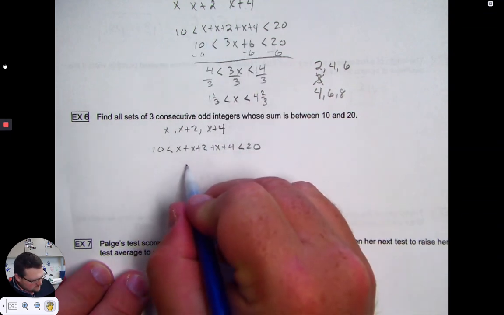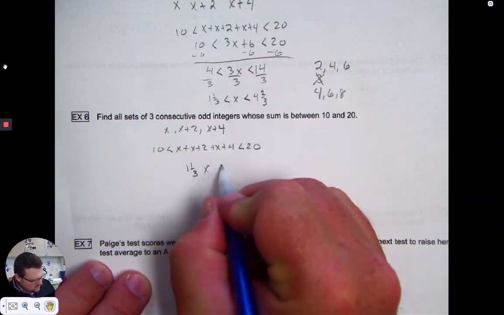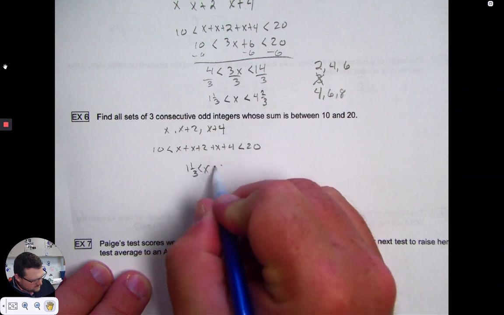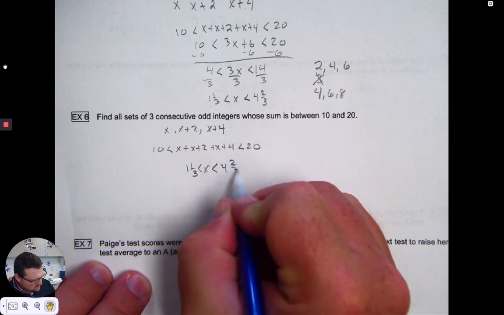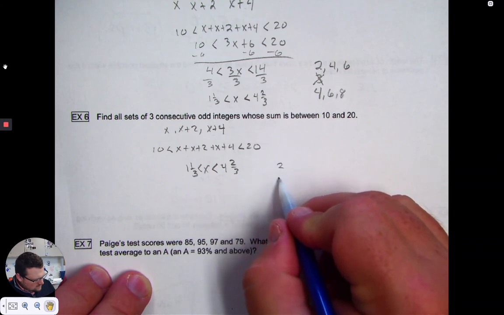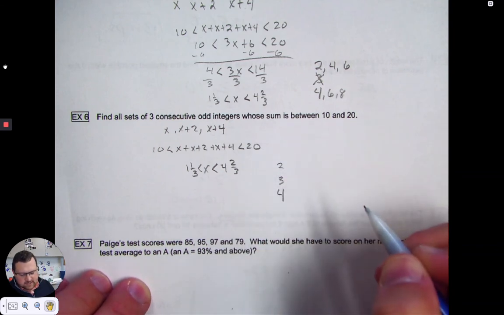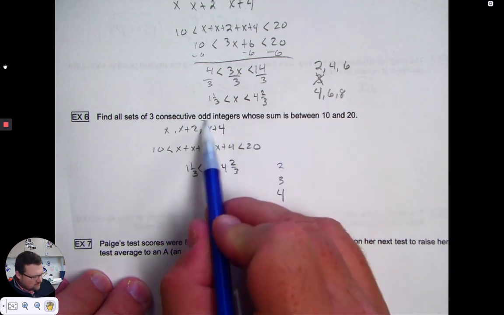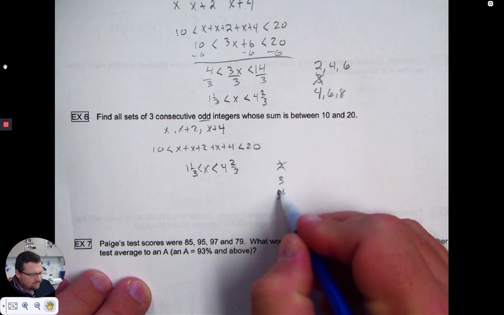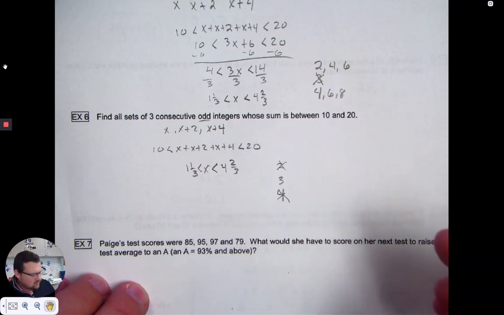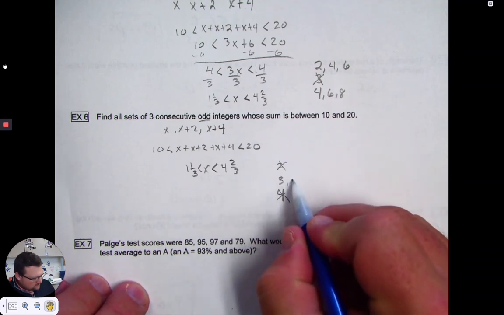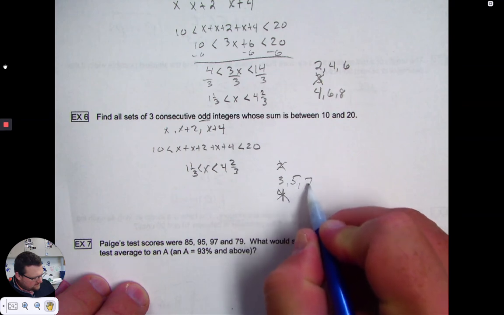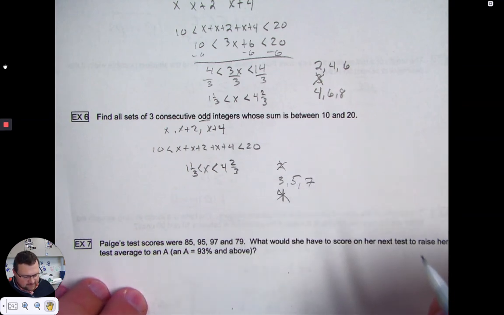So when we solve this down, this is going to be 1 1/3 is less than x, which is less than 4 2/3. So again, we'd have that 2, 3, and 4 options. But this time, we're looking for odd integers. And so we're looking for odd integers, the 2 and the 4 cancel each other out, sorry. So that means you would have 3, 5, and 7 left.